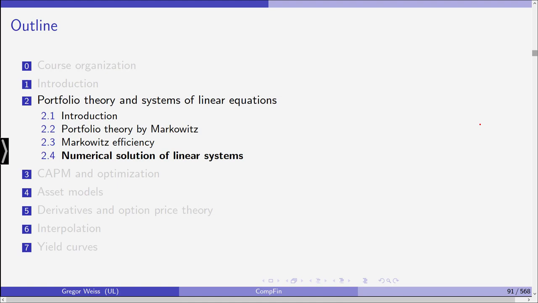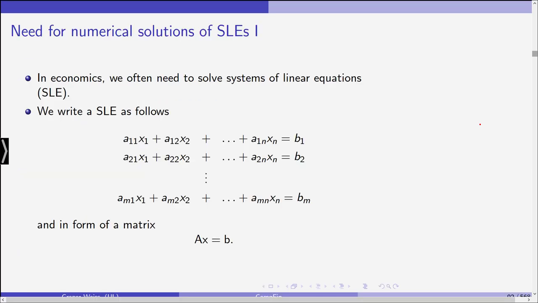You've probably seen some of these methods in school, but we need this all the time, sometimes in steps in between in larger calculations. Okay, now we need to solve a system of linear equations, and abbreviate this with SLE, system of linear equations. A system of linear equations usually looks like this.